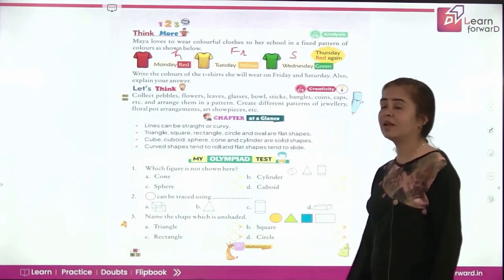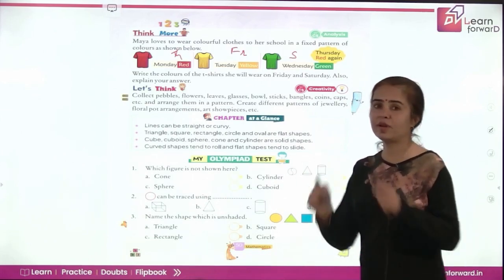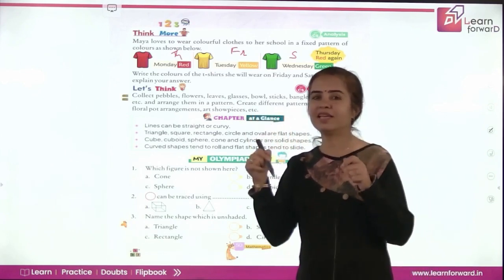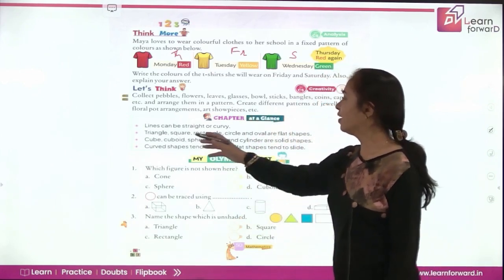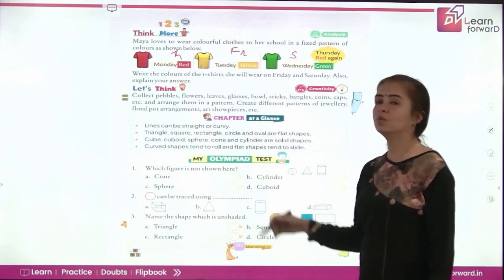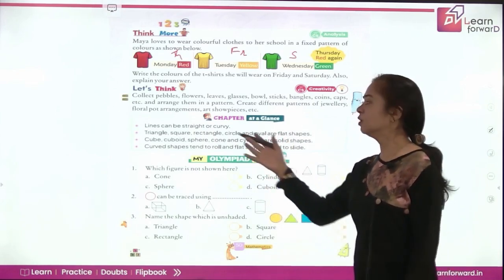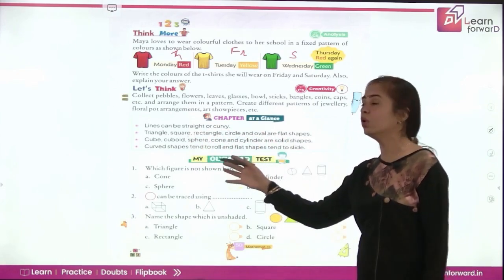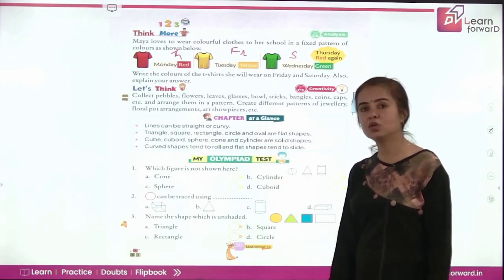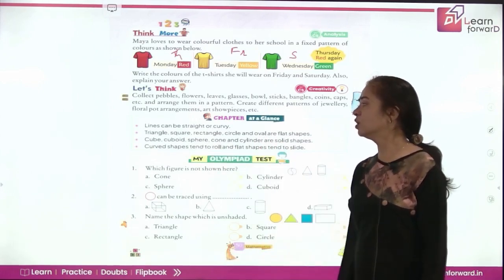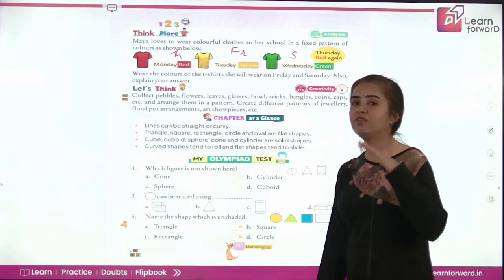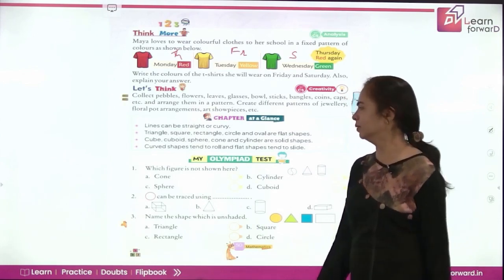This chapter at a glance. Lines can be straight, I showed you, or they can be curved. Triangle, square, rectangle, circle and oval. All these are flat shapes, whereas cube, cuboid, sphere, cone and cylinder, these are solid shapes. Then when you come to curved shapes, they roll, but the flat shapes, they slide.